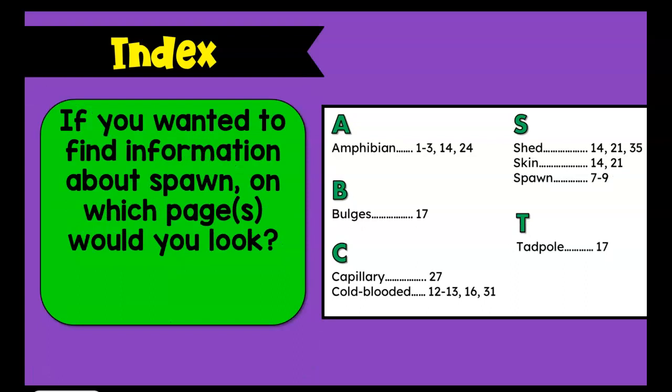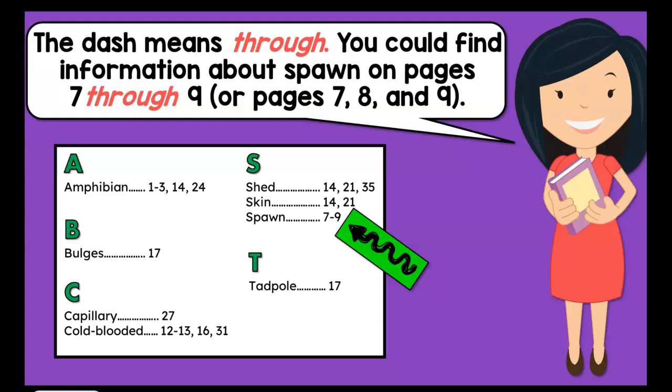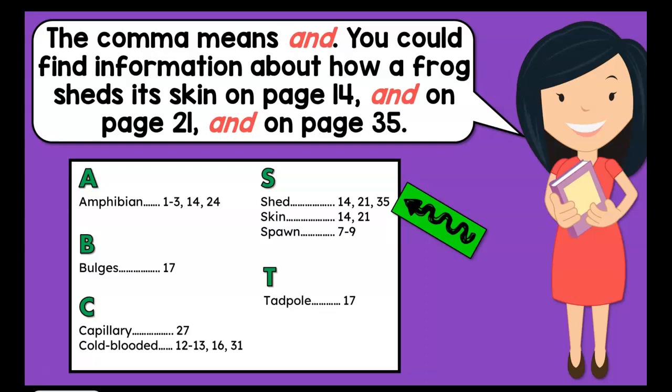So if you wanted to learn about the spawn, on what page would you look? So we're going to go under the S, and right here is spawn, pages 7 through 9. See? The dash means through. You can find information about spawn on pages 7 through 9, or pages 7, 8, and 9. The comma means and. You could find information about how a frog sheds its skin on page 14, and on page 21, and on page 35.